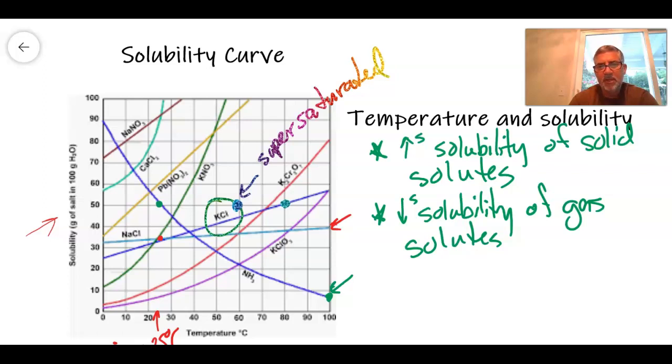So I can make a supersaturated solution by heating a solution up, dissolving solute in it, and then slowly cooling it down to where my solute is above the theoretical saturation point. That would be supersaturated. That's how you make rock candy.